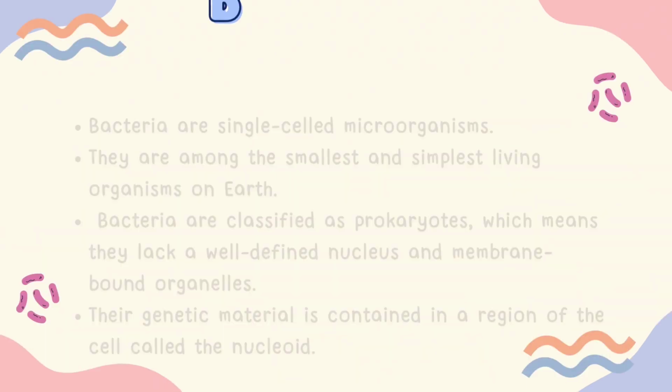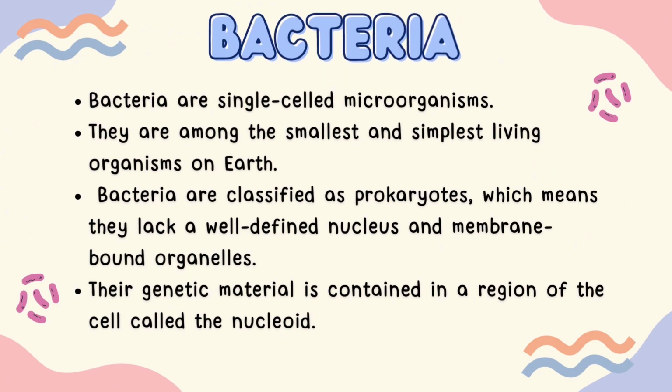So let's start. Structure of the bacteria. Bacteria are single cell microorganisms. They are among the smallest and simplest living organisms on the earth. Bacteria are classified as prokaryotes, which means they lack a well-defined nucleus and membrane-bound organelles. Their genetic material is contained in a region of the cell called the nucleoid.